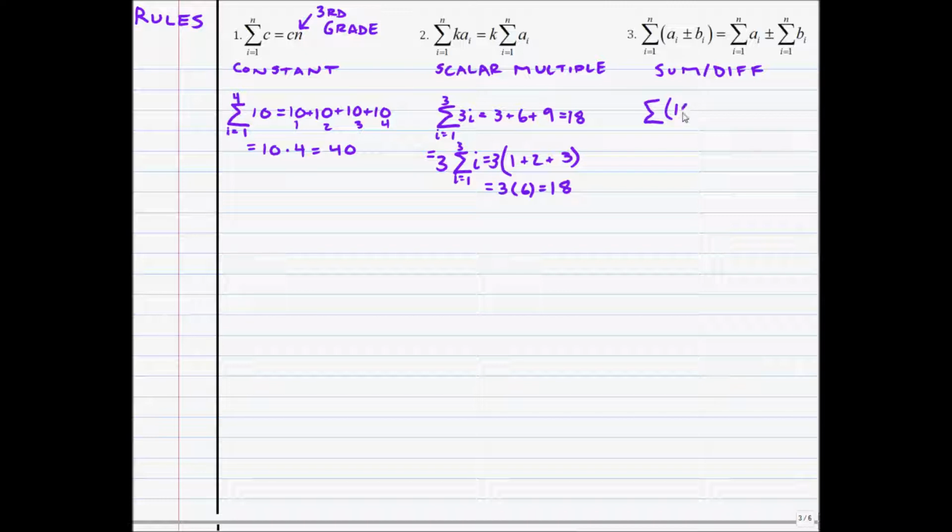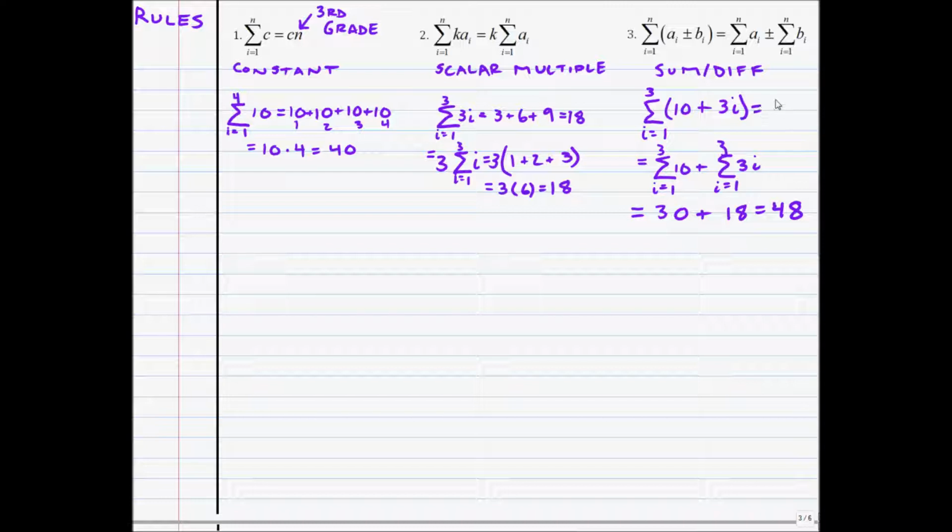If we want to take the sum from i equals 1 to 3 of 10 plus 3i, we can separate this out into two pieces. We can go sum from i equals 1 to 3 of 10 plus the sum from i equals 1 to 3 of 3i. And that will be equal to the sum of those two individual series. This one's going to be 30, notice I changed the upper bound that we're summating to. Plus we already know this one's 18. We get 48.